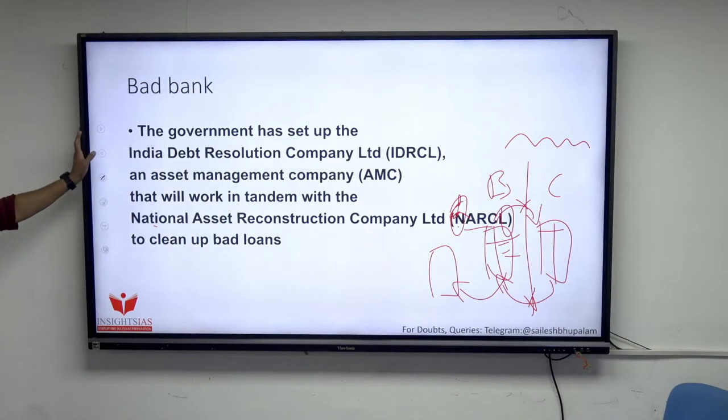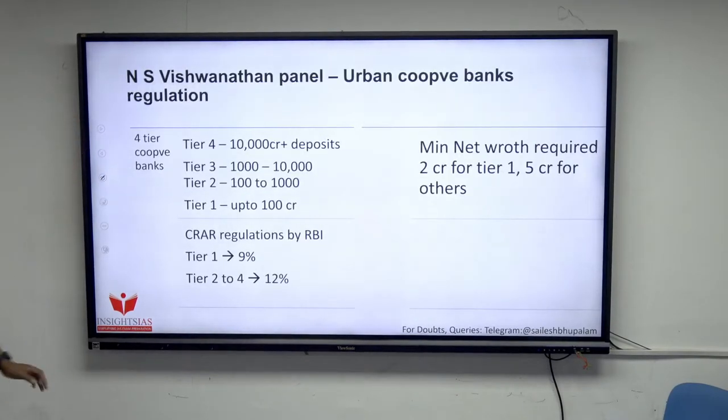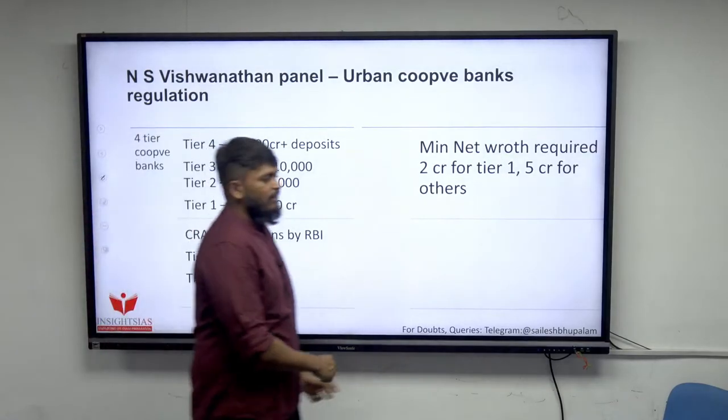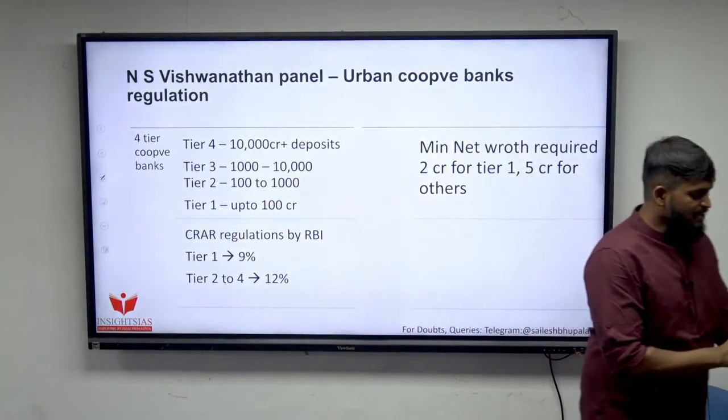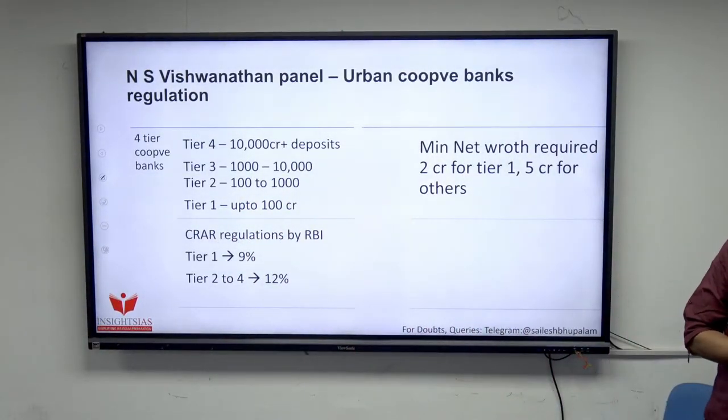So this is basically how a bad bank is working currently. Like I said, whatever we just discussed is slightly complex, and only if you have studied already will you be able to understand it. At the speed we are going, it is not possible to understand it if you are studying it for the first time.